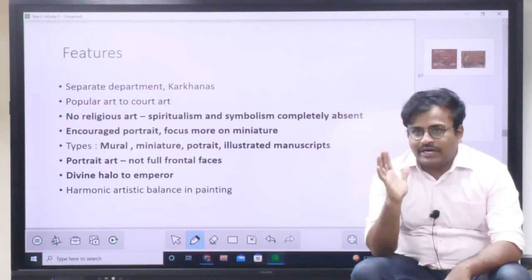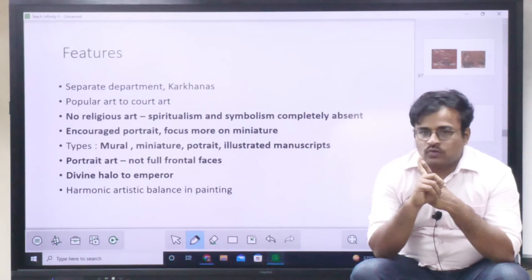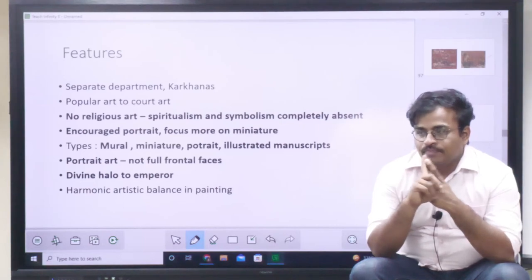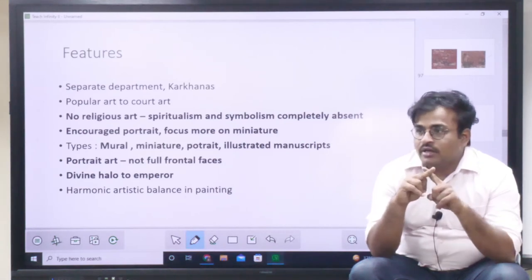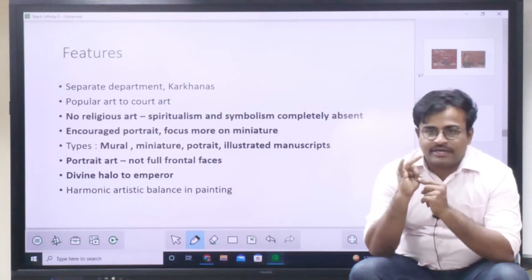When it comes to Mughal paintings, they are done either on walls. Wall painting is one tradition that is known as mural. You remember Akbar also painted his buildings, but Aurangzeb later whitewashed them. So that is one. Second, there is also a tradition of painting which is the continuation of the earlier miniature painting tradition of India.